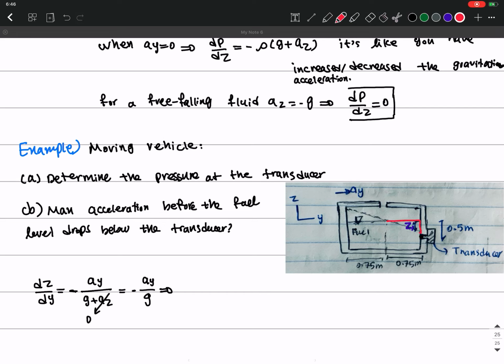So for this triangle, I first want to find z1. That's the first thing I want to find. And then I want to calculate the pressure at the transducer, okay? So let's imagine this triangle.